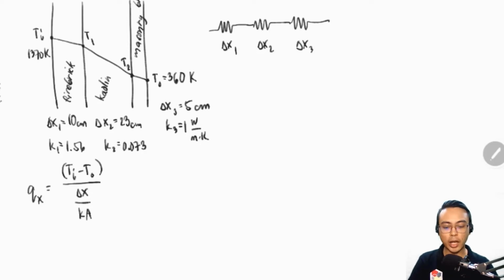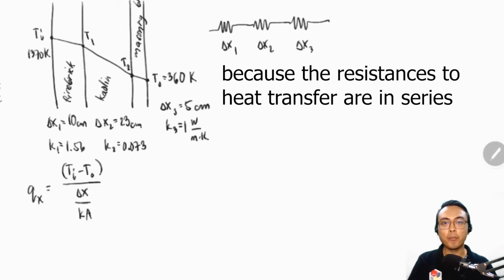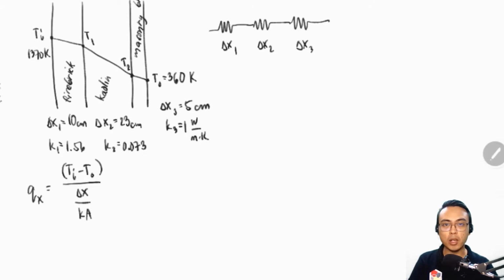Now you might notice that I have drawn these 3 resistors in series because they are in series. If you take a look at the transfer of heat, it's from T sub I to T sub O because T sub I is greater than T sub O. So the general direction of heat transfer is from the inside of the furnace to the outside of the furnace. If you take a look at the arrow of Q sub x, it is passing each layer one at a time in series. That's why we have represented the resistances in series. Okay, so let's call this resistance 1, resistance 2, and resistance 3.